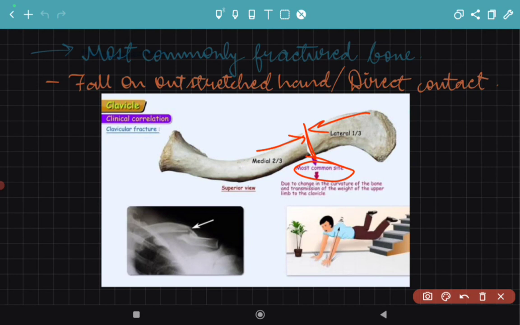This is because of the change in the curvature of bone, and it may be caused due to the transmission of the weight of upper limb to the clavicle. So, mechanism of injury can be fall on outstretched hand or direct contact force to the clavicle.